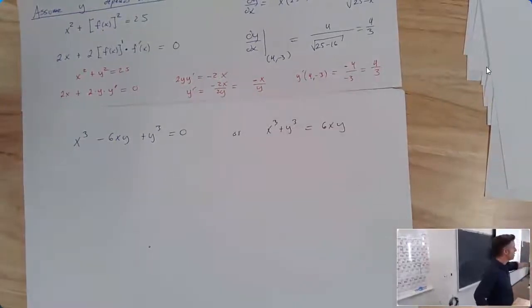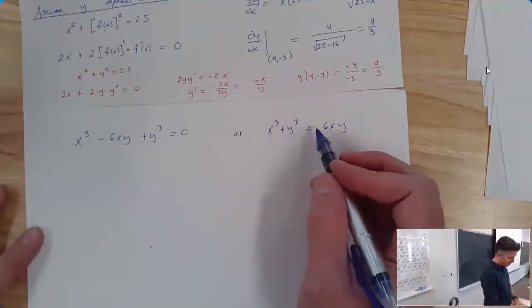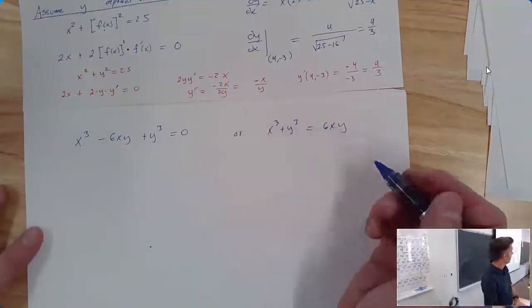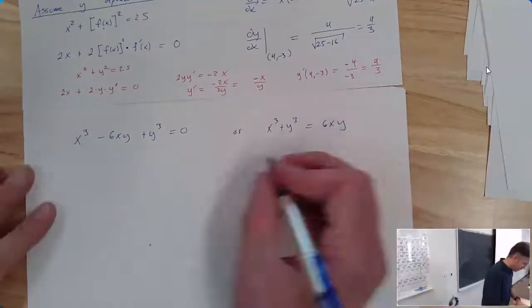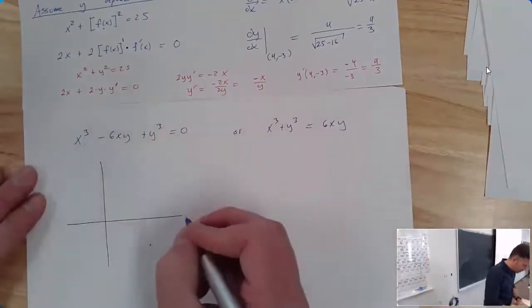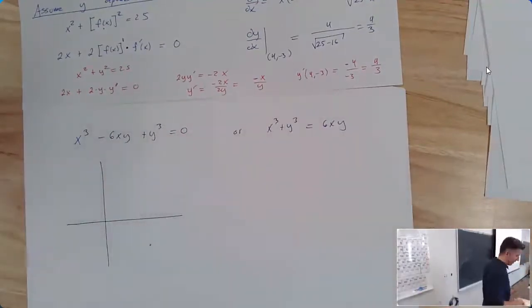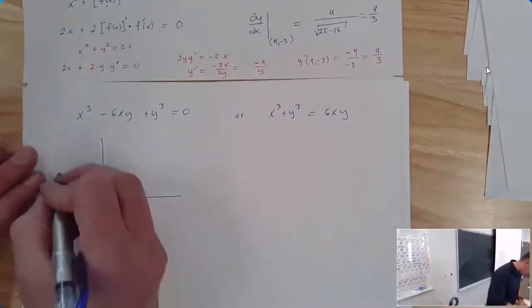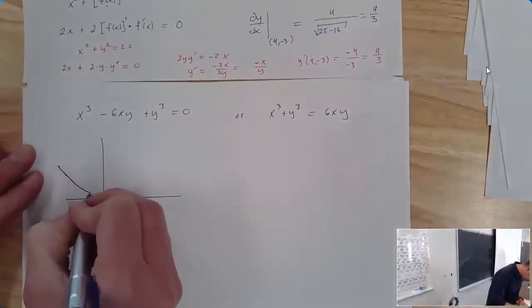And I know 2 points on this graph. One of them is the origin. One of them is the point 3 comma 3. Plug in 3 comma 3, you get 27 plus 27 equals 6 times 3 times 3, and that definitely works out. Check. So here's what this kind of looks like. Also, I would definitely recommend graphing this on Desmos. It's super neat. It looks kind of like this.